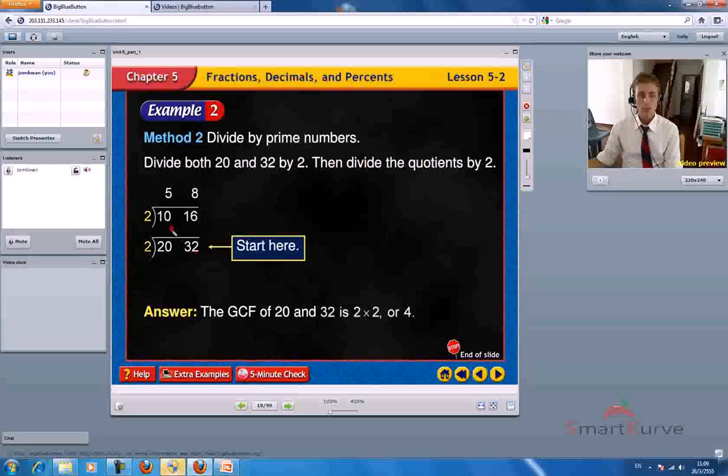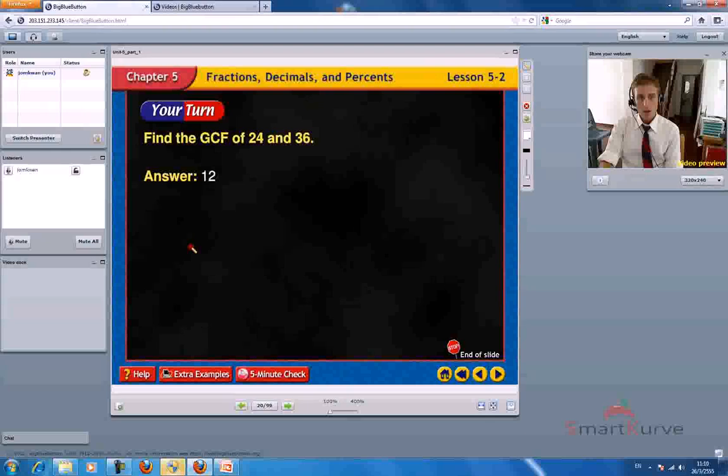Method 2, divide by prime numbers. Divide both 20 and 32 by 2. Then divide the quotients by 2. So we have 20 and 32 divided by 2: 10 and 16, divided by 2: 5 and 8. So the greatest common factor of 20 and 32 is 2 times 2, or 4.